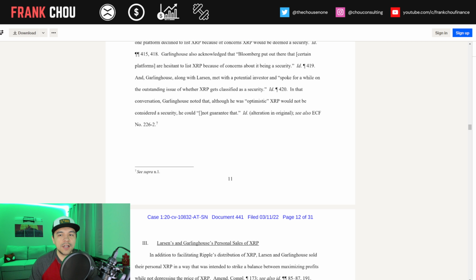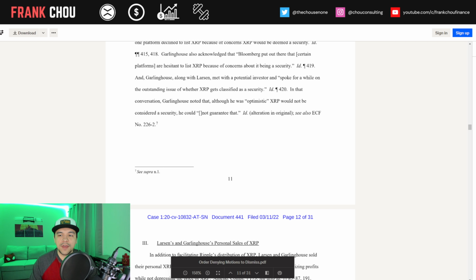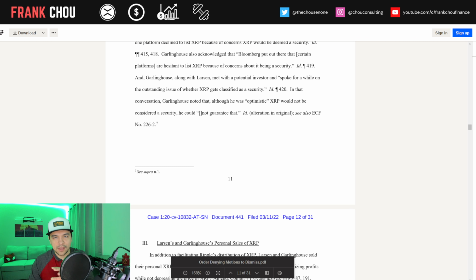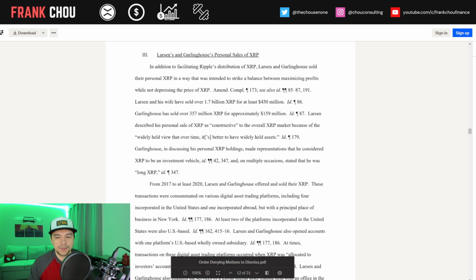Garlinghouse also acknowledged that Bloomberg put out there that certain platforms are hesitant to list XRP because of concerns about it being a security. And Garlinghouse, along with Larsen, met with a potential investor and spoke for a while on the outstanding issue of whether XRP gets classified as a security. In that conversation, Garlinghouse noted that although he was optimistic XRP would not be considered a security, he could not guarantee that.